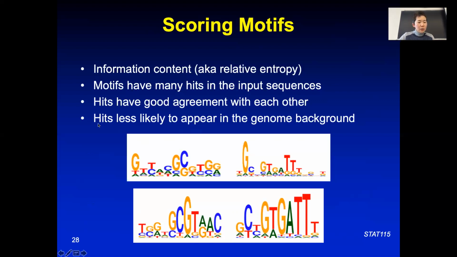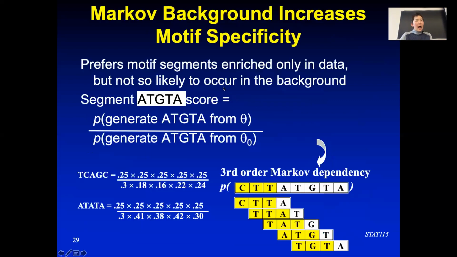You also want to check whether the hits are likely to appear in the genome background. For example, sometimes you see a hit like ATATA, which is not so exciting because the genome has a lot of these AT repeats. That's not so good. So you want to use the information content, but you want a lot of hits, the hits to look like each other, and the hits to be unlikely to appear in the genome background. How do we make sure that our algorithm doesn't get stuck in repeat sequences like ATATA or AT-rich sequences?